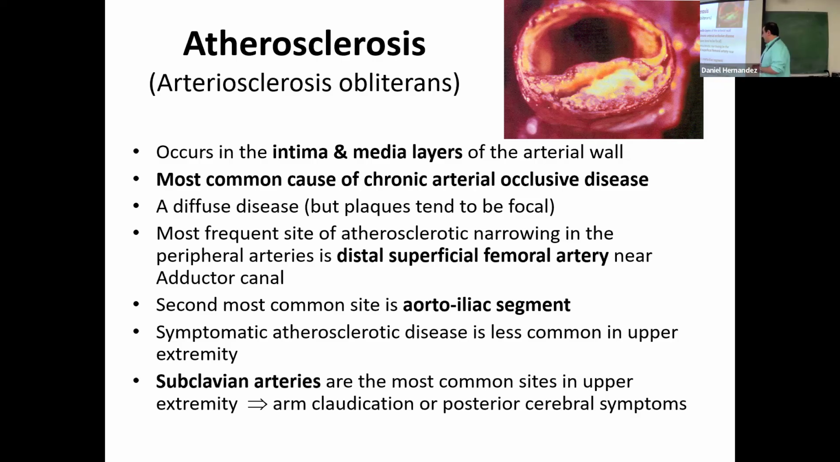Subclavian arteries are the most common site in the upper extremities. This can lead to, again, claudication and posterior cerebral symptoms. If you think about the reason it says posterior cerebral symptoms, we said that the vertebral arteries come off the subclavian artery. So if I have disease in my proximal subclavian arteries, near that origin, it could impact the amount of blood flow getting up the vertebrals and lead to potential symptoms specific to the posterior cerebral territories.